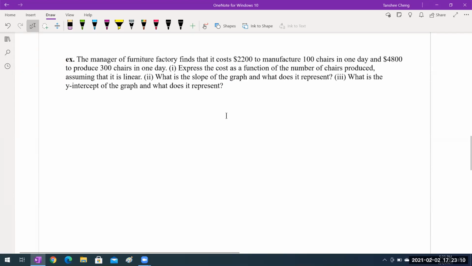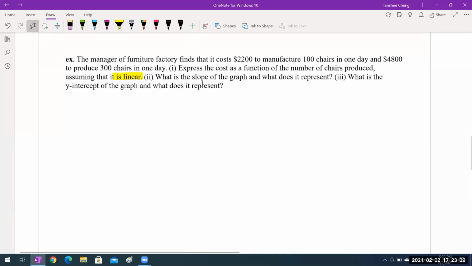And the next example: the manager of the manufacturer finds that it costs $2,200 to manufacture 100 chairs in 1 day and $4,800 to produce 300 chairs in 1 day. First, we want to express the cost as a function of the number of chairs produced, assuming that it is linear. So this is important. That already tells us what kind of model we want to create.